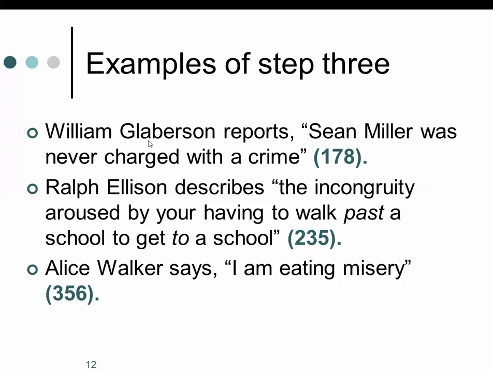All right, here we go. William Glaberson reports Sean Miller was never charged with a crime. And look carefully at the punctuation here. You close your quotation marks before you start your parentheses. Page number, close parentheses, period. Ralph Ellison describes, and I quote, "the incongruity aroused by your having to walk past a school to get to a school," end quote, open parentheses, page 235 in the text, close parentheses, period. And then this, I've already modeled Alice Walker for you.